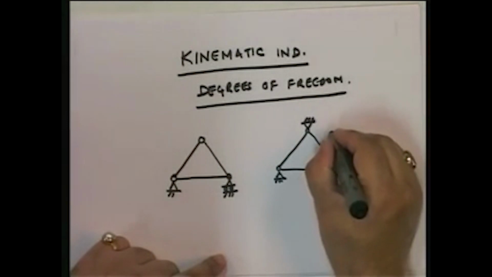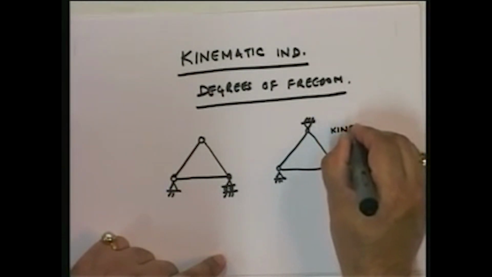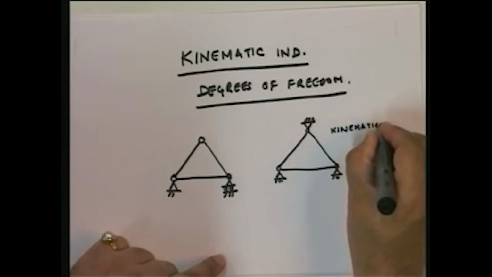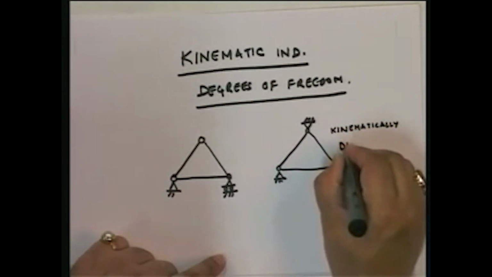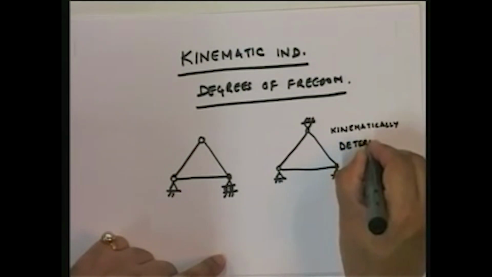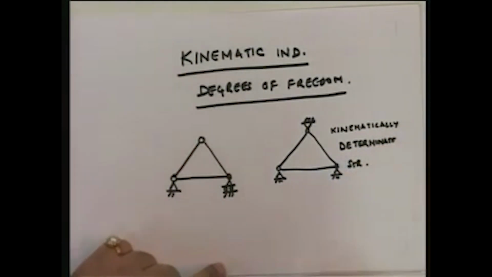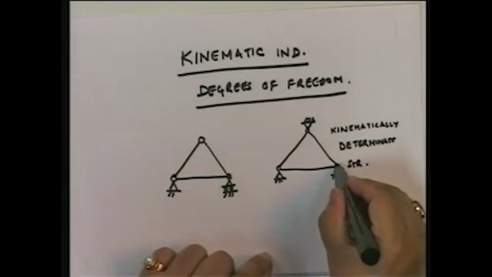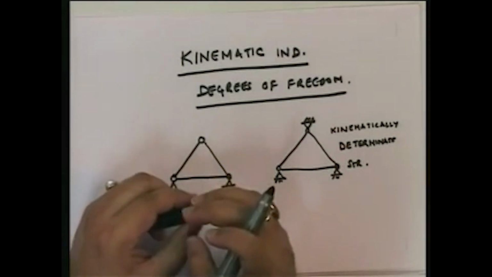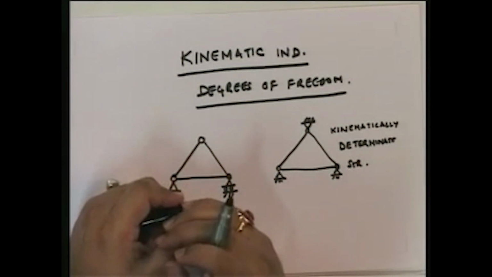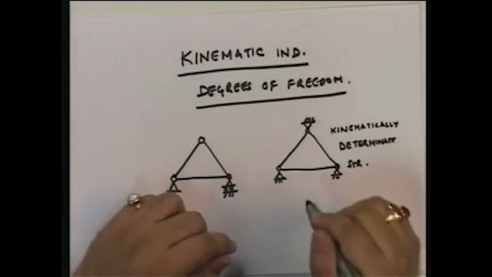This is a kinematically determinate structure. Why is this kinematically determinate? Let's look at this structure. See, understand what is kinematic indeterminacy. It's the minimum number of displacement quantities that you need to define the displaced shape of a structure. Let's look at this structure. How will it displace? Under loads, how will it deform?